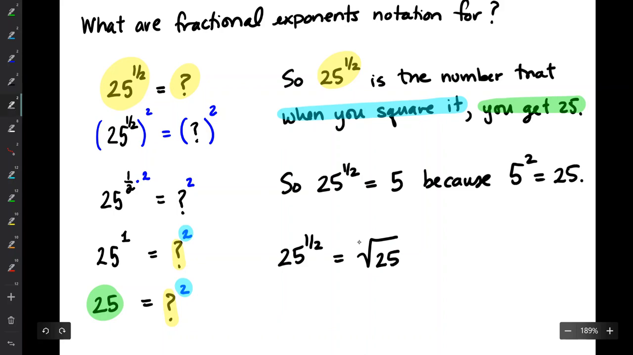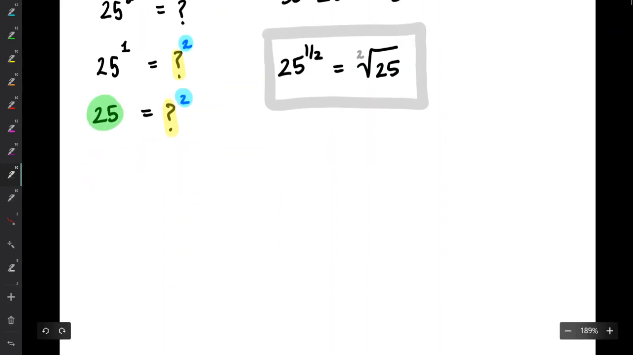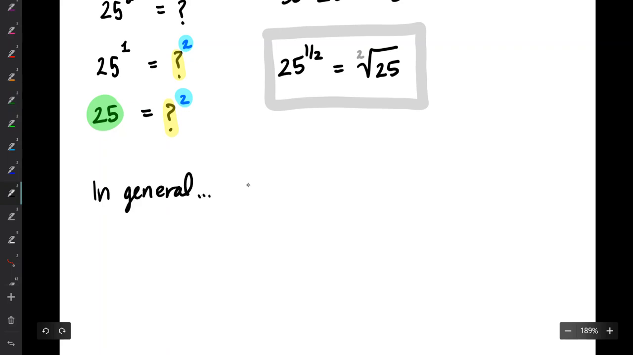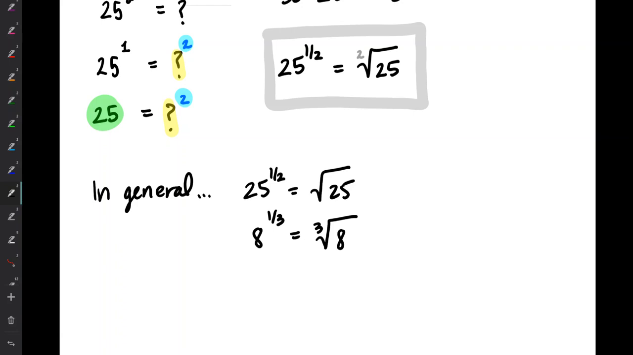And remember, we usually don't write a little 2 right here, but there is one. All right. So in general, 25 to the 1/2 is the square root of 25. 25 to the 1/3 is notation for the cube root of 25. In fact, let's use a number that's a perfect cube. 256 to the 1/4 power is notation for the 4th root of 256.